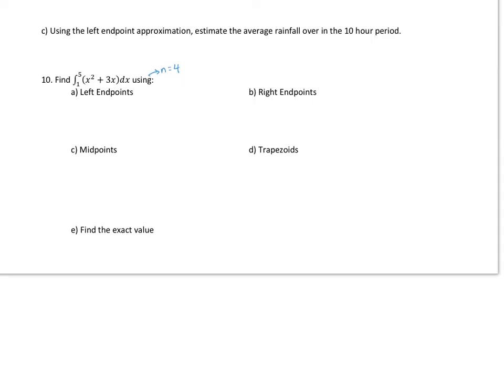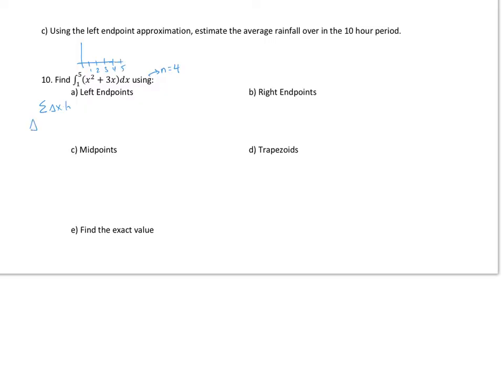So for the first one, we know that the area is the sum of the delta x times the height. So the sum of the rectangles, the Riemann sum. And in this case, we are using 4 rectangles. If we sketch this out real fast, here's 1, 2, 3, 4, and 5.